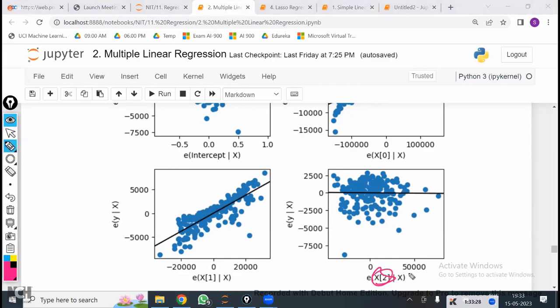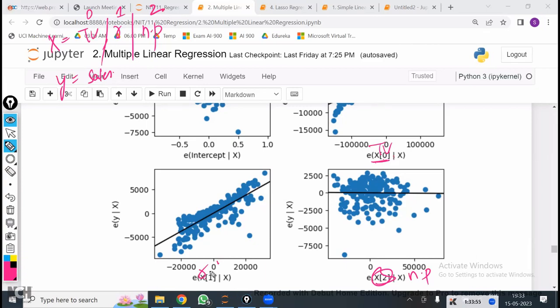What is X of 2? Nothing but newspaper. X of 0 means TV. X of 1 means radio. How is X of 0 TV? X is equal to, I'm going to consider the TV, radio, newspaper. These 3 columns come under X. The Y variable is the sales variable. Automatically, what is the index number of the first column? 0. Second column is 1. Third column is this one.